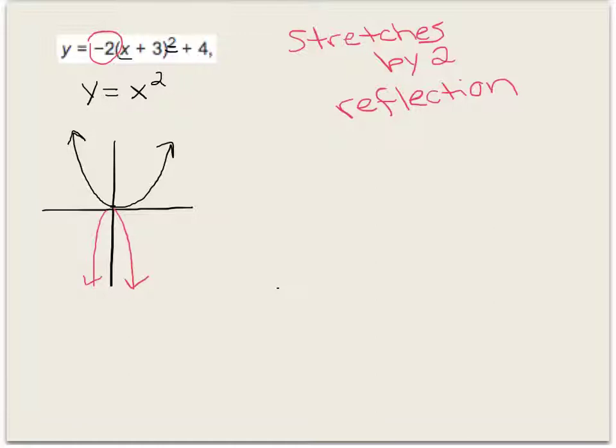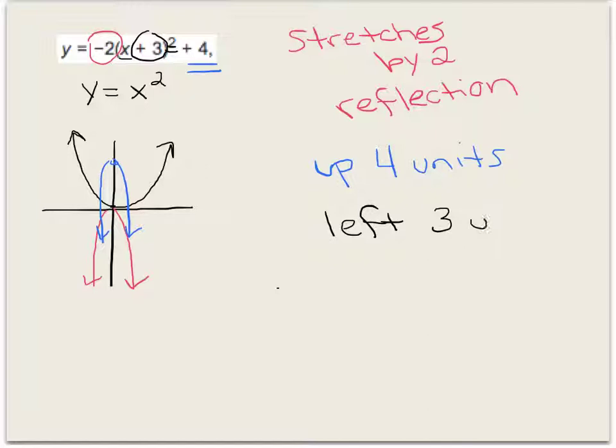The plus 4 is going to move the whole graph up 4 units. So I'm going to take that red graph and I'm just going to bring everything up 4 units. And then the 3 takes everything and moves it to the left 3 units. So I'm going to take that blue graph and I'm going to move everything to the left. And so this is my final curve, and that was a rough sketch, but the general idea.